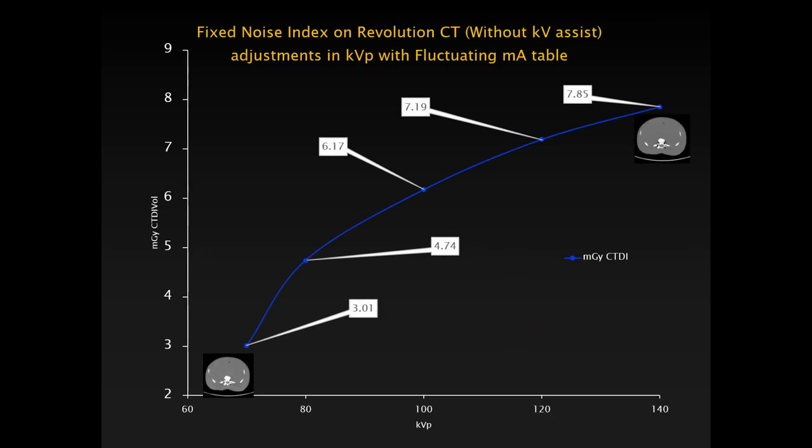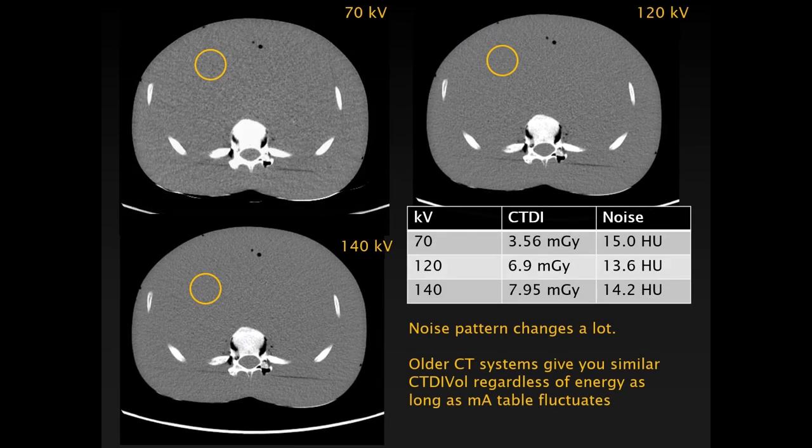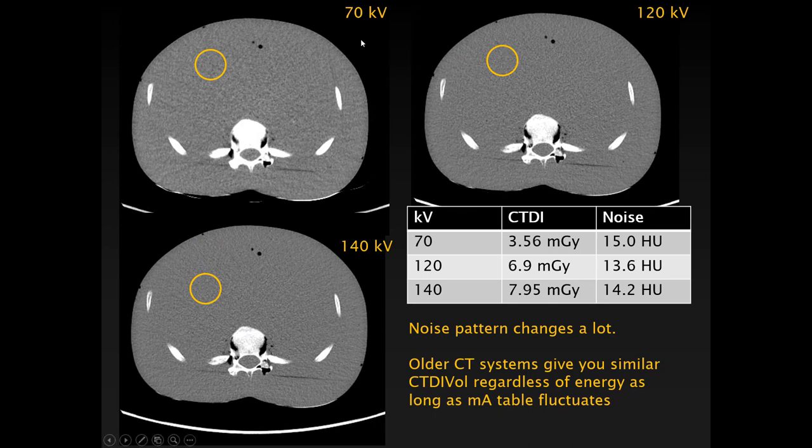And here's another interesting thing that we found, which was the fixed noise index on the Revolution CT without using the kV Assist feature had some changes when we adjusted the kV while maintaining a fluctuating MA table. We got completely different CTDI values. And so if you take a look at these pictures at the far end of the spectrum, I've got my 70 keV, my 120, my 140, and they all have approximately the same noise value, approximately 13, 14, 15 noise index value, which is strange, right? Because the CTDIs are, you know, 3, 7, or 8, and the texture changes a lot.